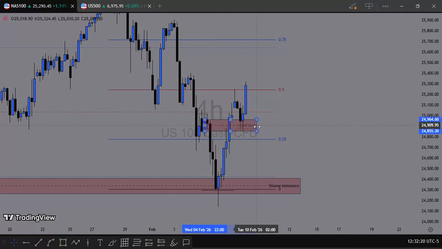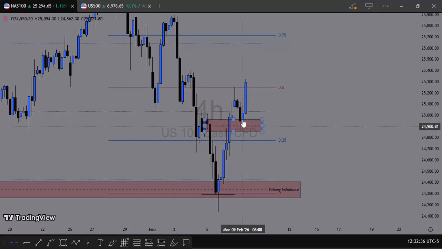Once we invert it, look at how we closed above it and then we come back. Look at how we are respecting the consequent encroachment. Bodies do not want to close even below the consequent encroachment. This shows me signs of bullishness. Remember, wicks do the damage, bodies tell the story.